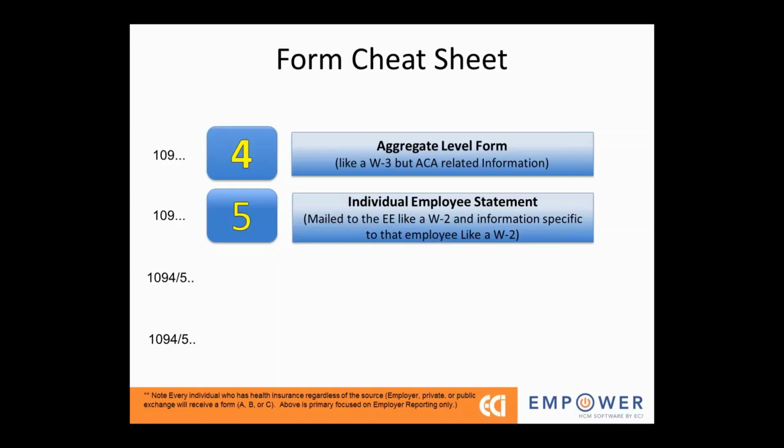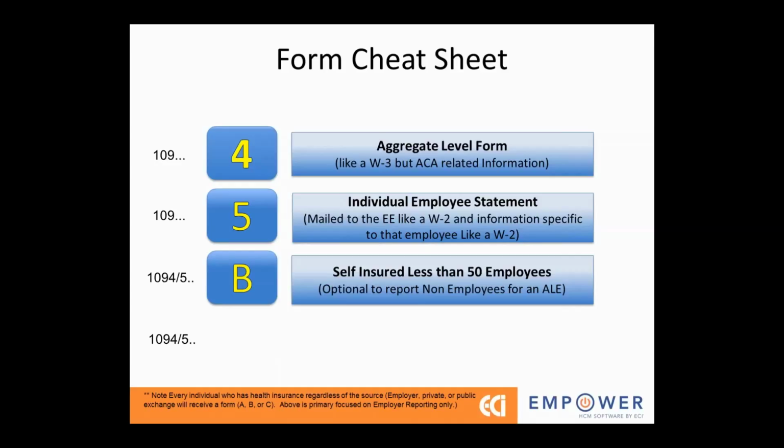So the 1094 itself, think of it as an aggregate level form. This is the form, it's like a W-3, but with ACA-related information. This is the information on your employer really at an EIN level. So this is the form that's going to have like total employee count on a month-to-month, total full-time employee count on a month-to-month based off the EIN.